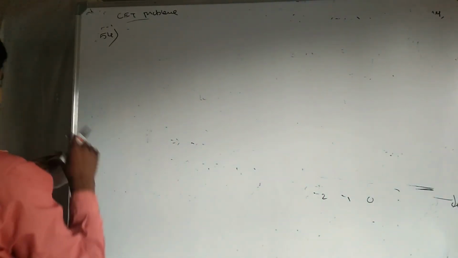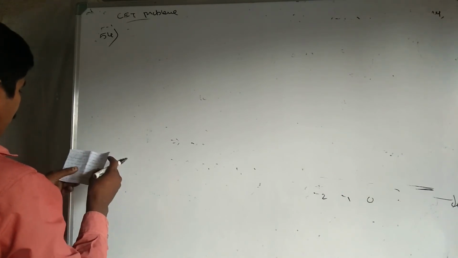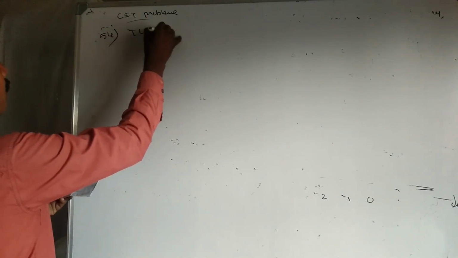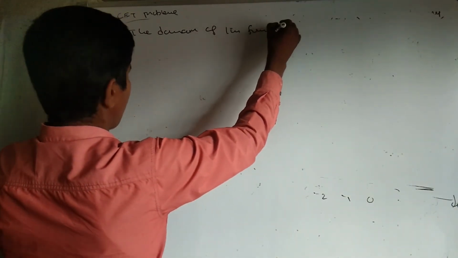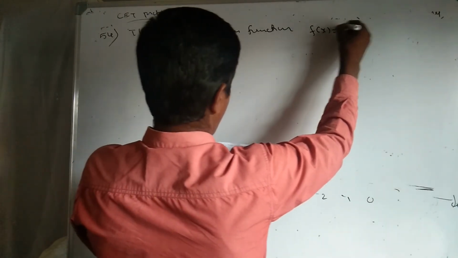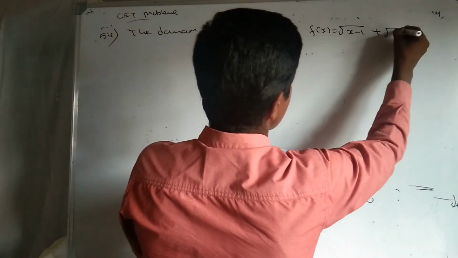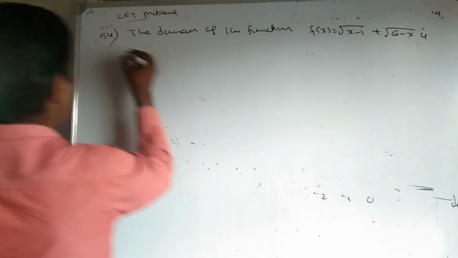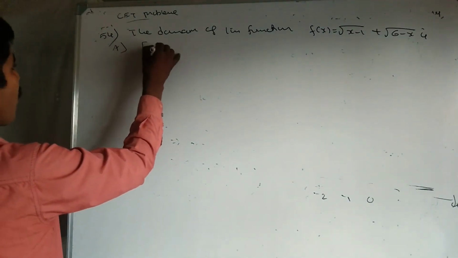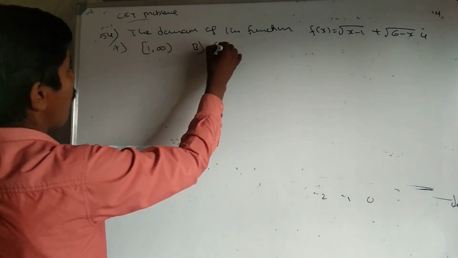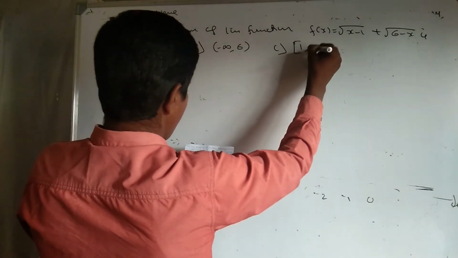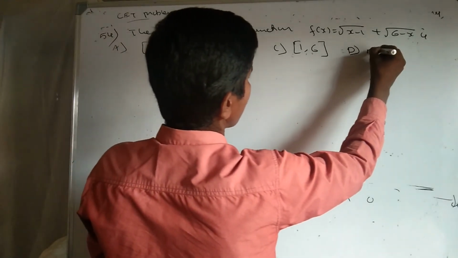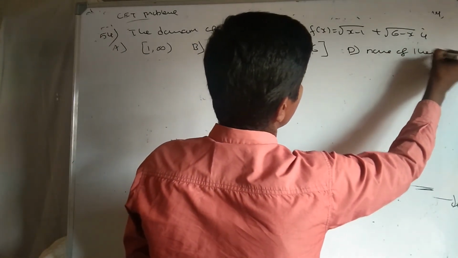That's the 54th problem. The domain of the function f of x equal to root of x minus 1 plus root of 6 minus x is: A option, closed open interval 1 comma infinity; B option, open interval minus infinity comma 6; C option, closed interval 1 comma 6; D option, none of these.